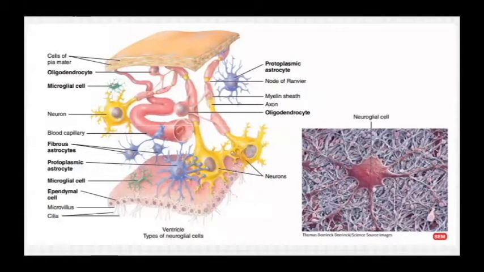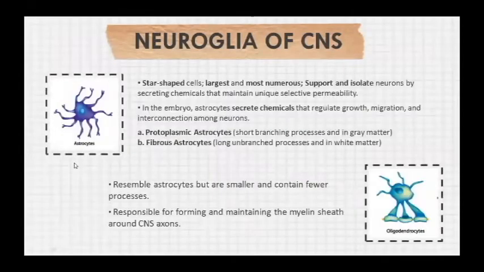We have the astrocytes. These astrocytes are the star-shaped cells, the largest and most numerous, in which they support and isolate neurons by secreting chemicals that maintain unique selective permeability. In the embryo, astrocytes secrete chemicals that regulate growth, migration, and interconnection among neurons. So, in short, these astrocytes are the ones who support the basic or daily activities of the neurons. And there are two types of it, which are the protoplasmic astrocytes and the fibrous astrocytes.